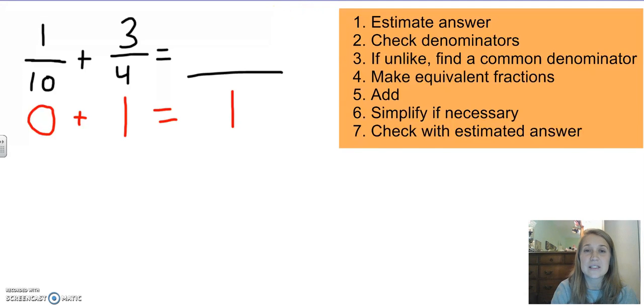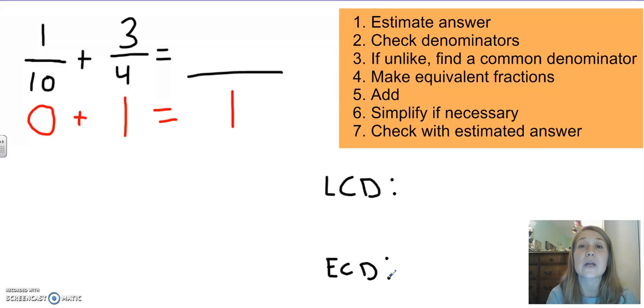Now, let's move on to step 2. Check denominators. My denominators are 10 and 4. Unlike, so I can't just go ahead and add. Instead, I'm going to need to find a common denominator. Remember, there are 2 ways to find common denominators. We can find the least common denominator, or we can find the easiest common denominator. Either way works, and I'm going to show you in this video how to do it both ways.